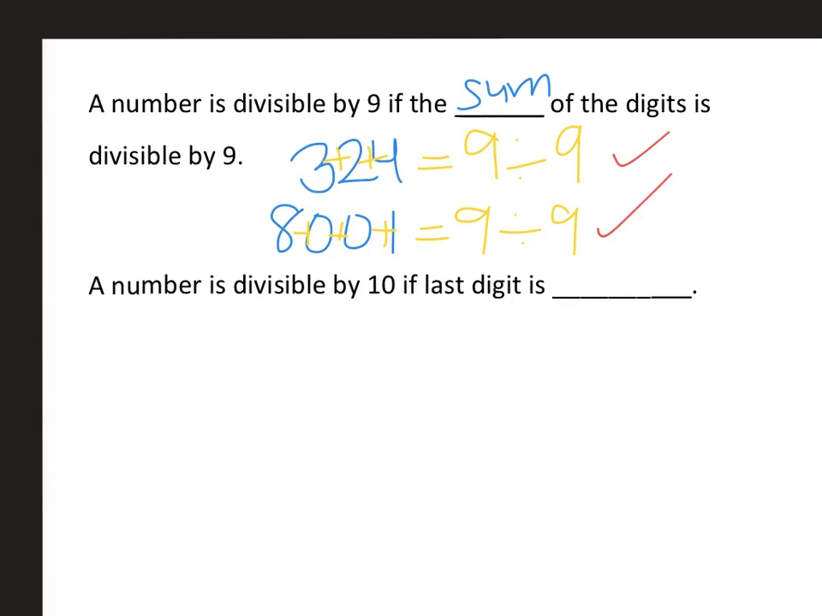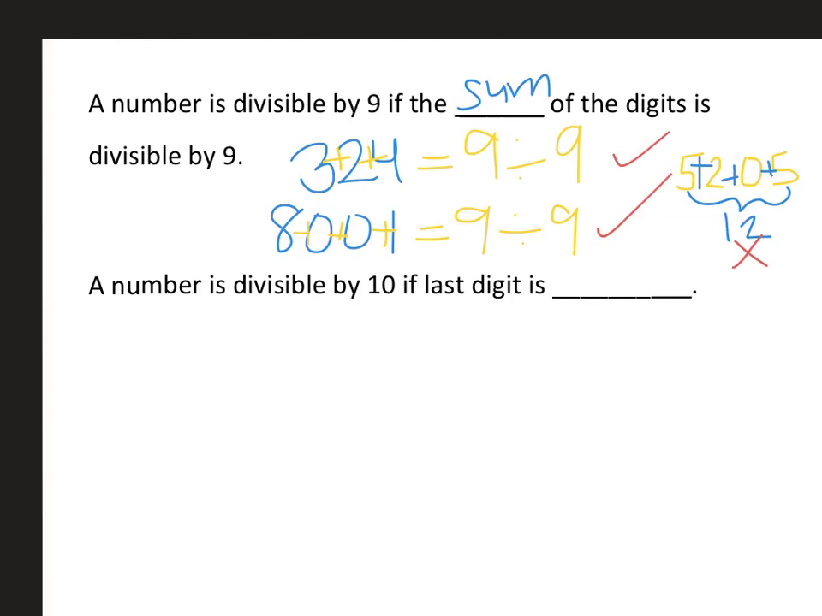One more example would be, let's say, 5,205. Okay, if I add those up, that's 7 plus 5. Okay, so that one would be a sum of 12. 12 is not divisible by 9. So that number is not divisible by 9.